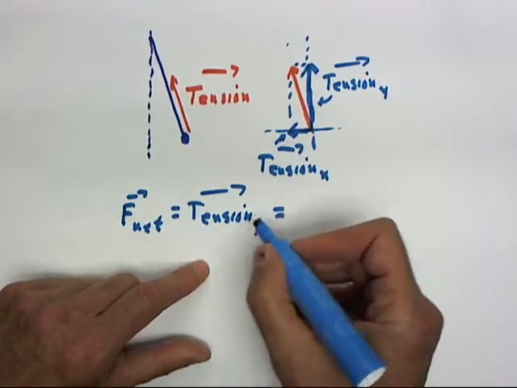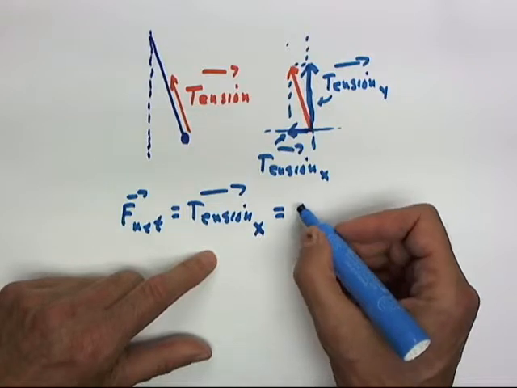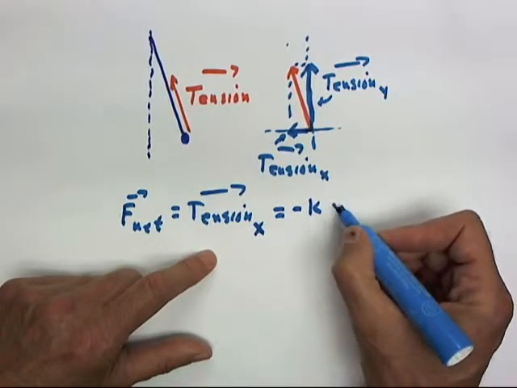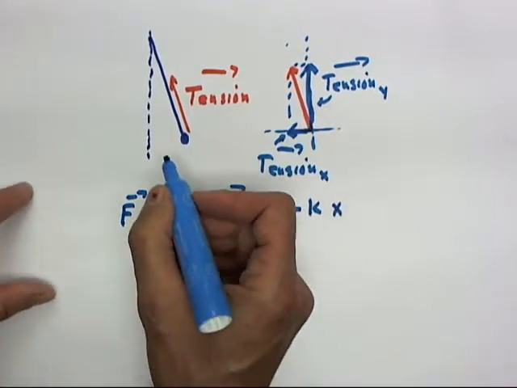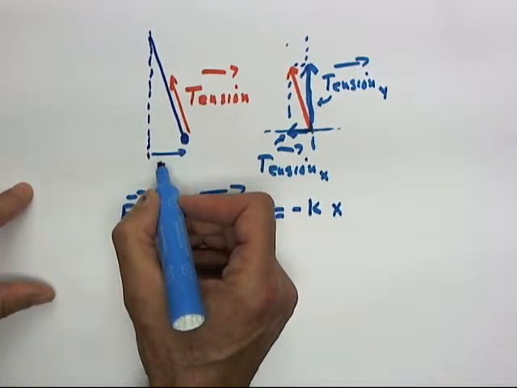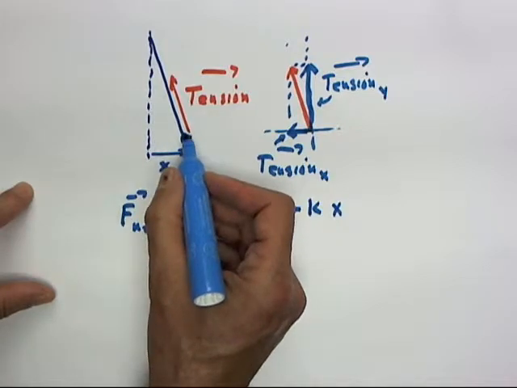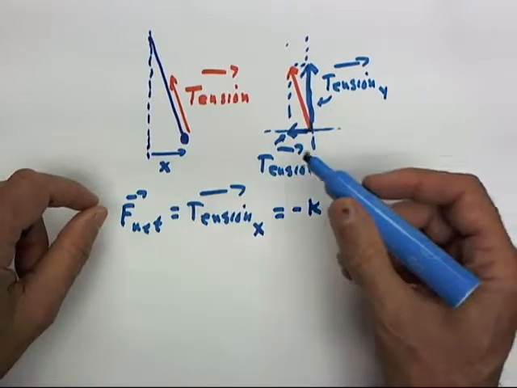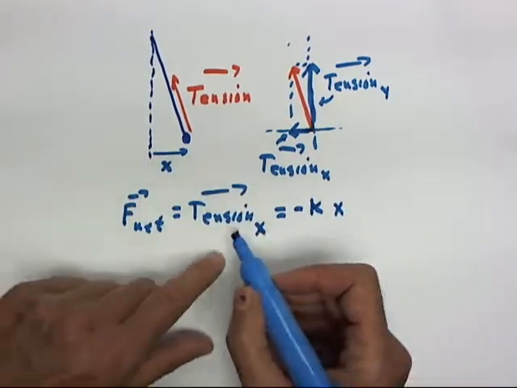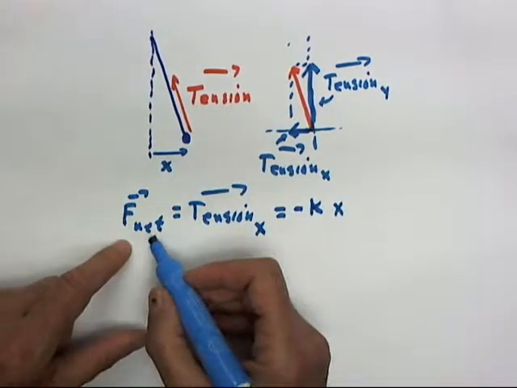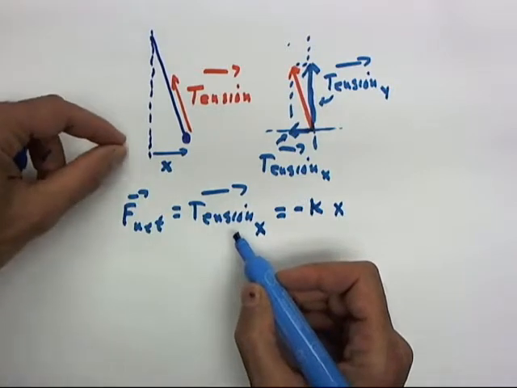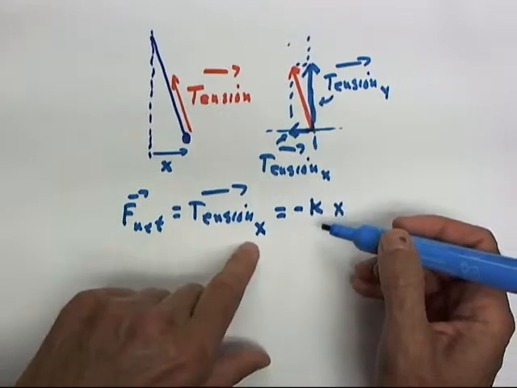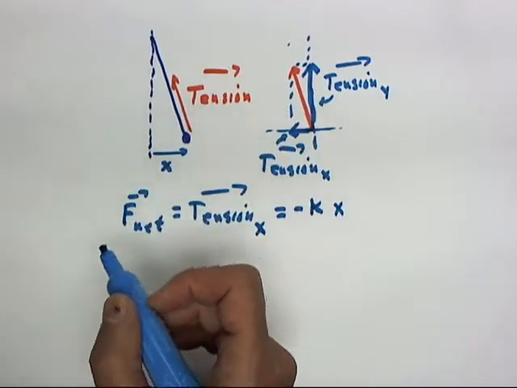and that tension is equal to some constant times x, where x is the position of the pendulum with respect to equilibrium. This means that if you pull twice as far back, you get twice as much net force, twice as much tension in the x direction, and also that the force of tension is back toward the equilibrium.